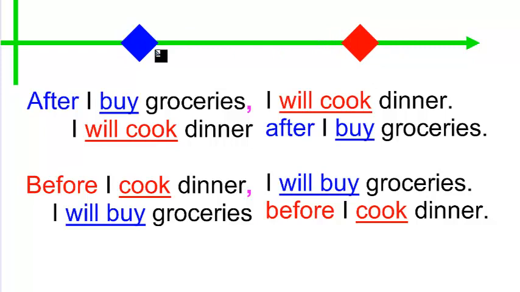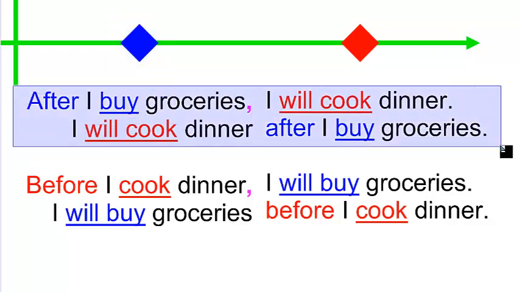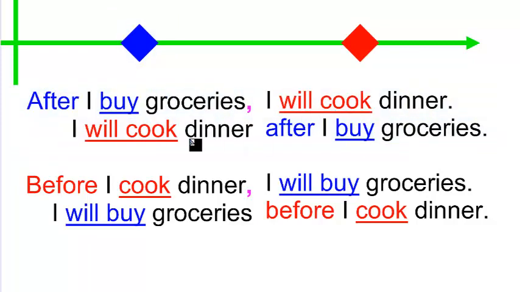Okay, and you remember, you always need 2 events to order. If you only have 1 event, it's impossible to order it because you don't have another event to compare it with. So always have 2 events. Okay, always have 2 events.